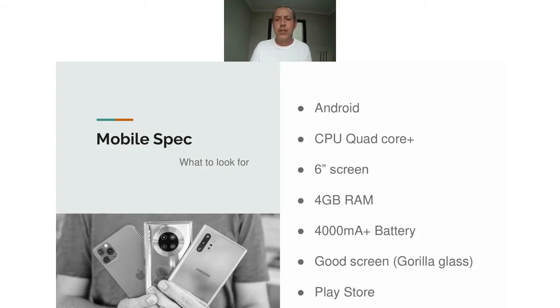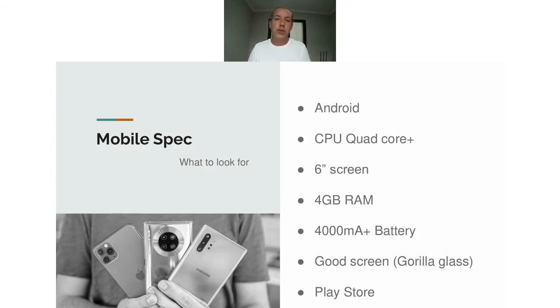So let's quickly have, just for you guys, a bit of a cheat sheet. If you are looking for devices, if you don't find UmiDigi or Xiaomi or Blackview or any of that, if you just look for these specifications, you'll definitely get something. Firstly, I would recommend Android just because there's a lot of applications that you can use.